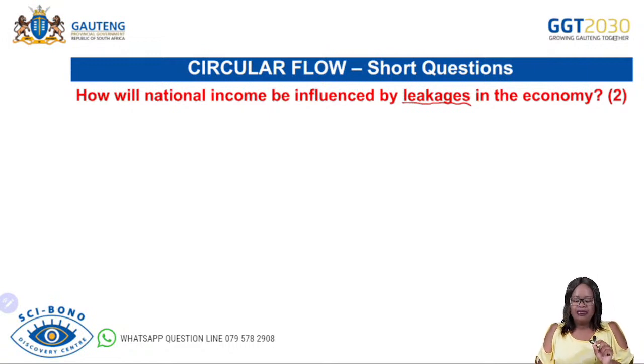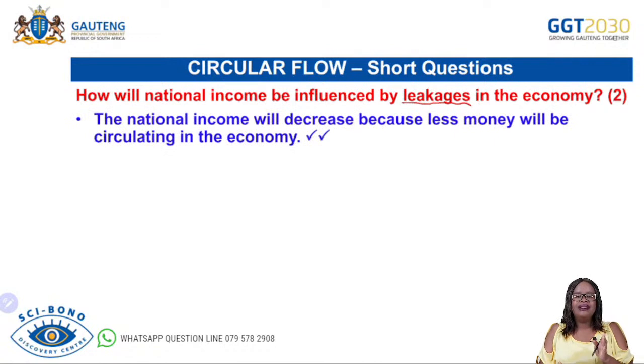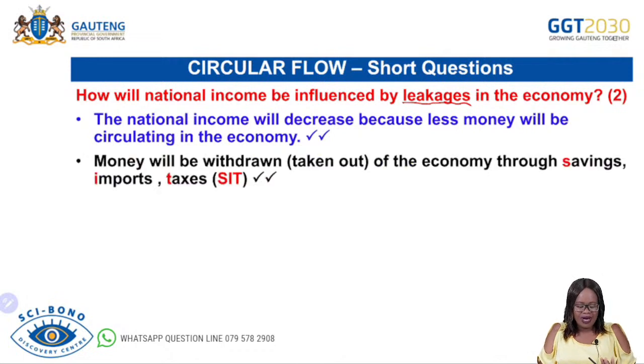Remember, we are still busy with our middle cognitive questions. Right. Now, the national income will decrease. The question said, how will national income be influenced by leakages in the economy? What is going to happen is that when leakages are there in the economy, the national income is going to decrease. Why is that? Because little money is going to be circulating in the economy. So for you to write that, you get your 2 marks.